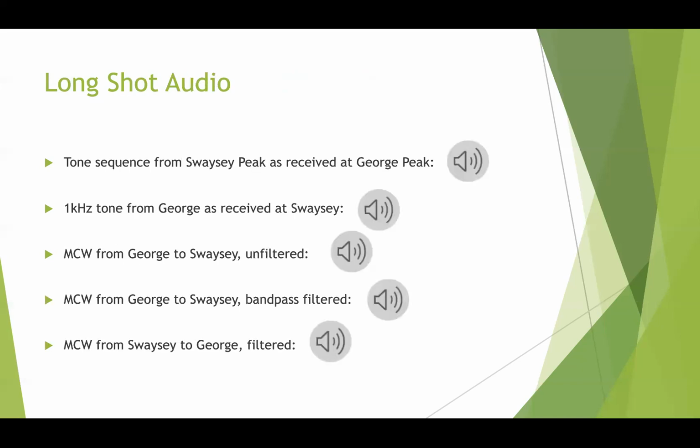But we're going to run through some of the audio first, and you can hear what this sounded like. So this is on that 173-mile link, right? This is just a straight tone being sent from Swayze to George Peak. Remember, Swayze is at the south end by Delta, and George Peak is up by Idaho.